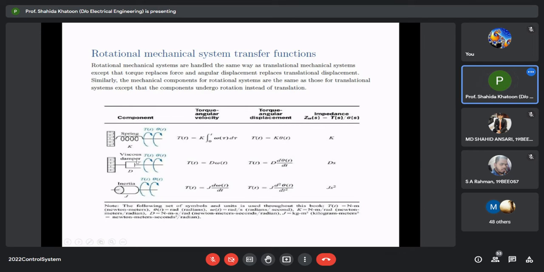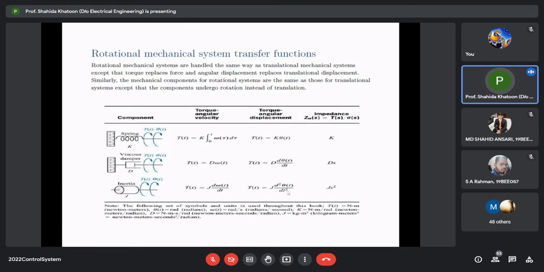Similarly, the viscous friction coefficient is shown as capital D. For this system T is given by D omega(t), and T is D d theta by dt. Omega is the angular velocity, which is the first derivative of angular displacement. So d theta by dt is equal to omega(t). So Ds is the impedance in this case. Similarly, if you have a body with inertia J being rotated in this direction by theta(t) by applying a torque T, then T is given by J d omega(t) by dt. T is equal to J d2 theta(t) by dt2. So impedance is given by Js square.